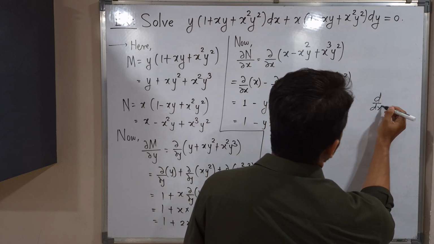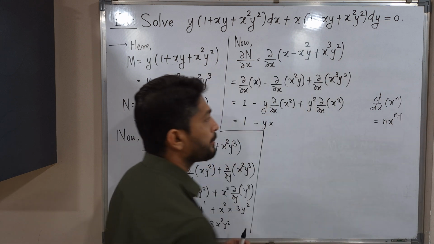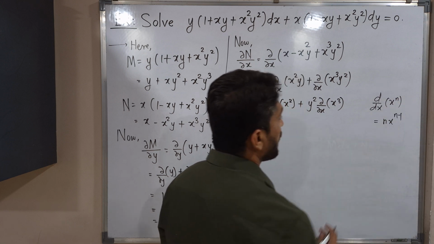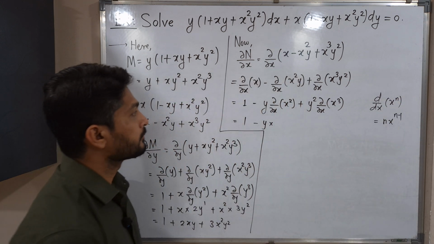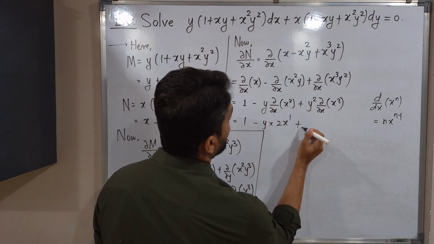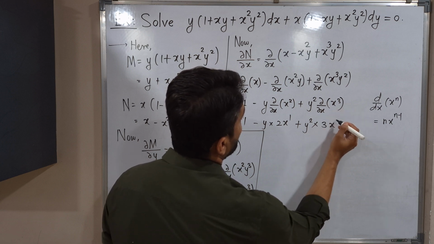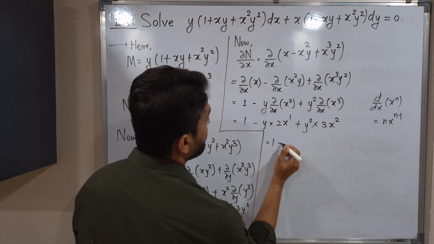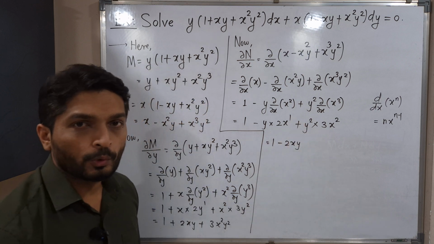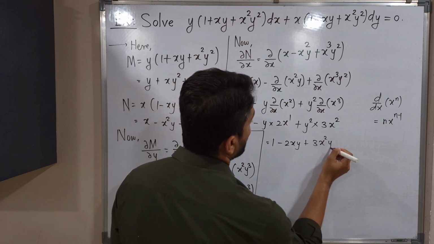So the derivative of x raised to n is n x raised to n minus 1. This formula is quite simple. Whatever the power n you have, you write it in front, and we reduce the power by 1. What is the power? 2. So 2, and we reduce it by 1. So 1 y square. What is the power? 3. 3 I should write, and we reduce the power by 1. That means 2. So 1 minus, let me write it in the proper way, 2xy. x has power 1, so no need to write. Plus 3 x square y square, right?